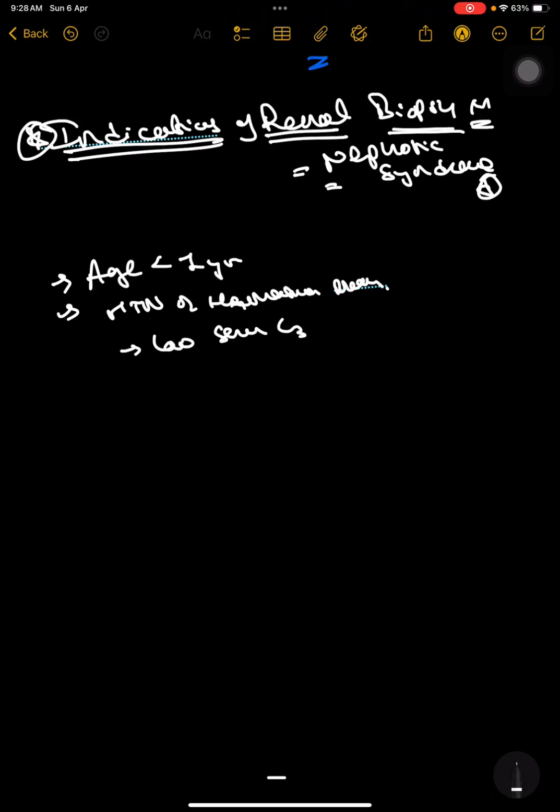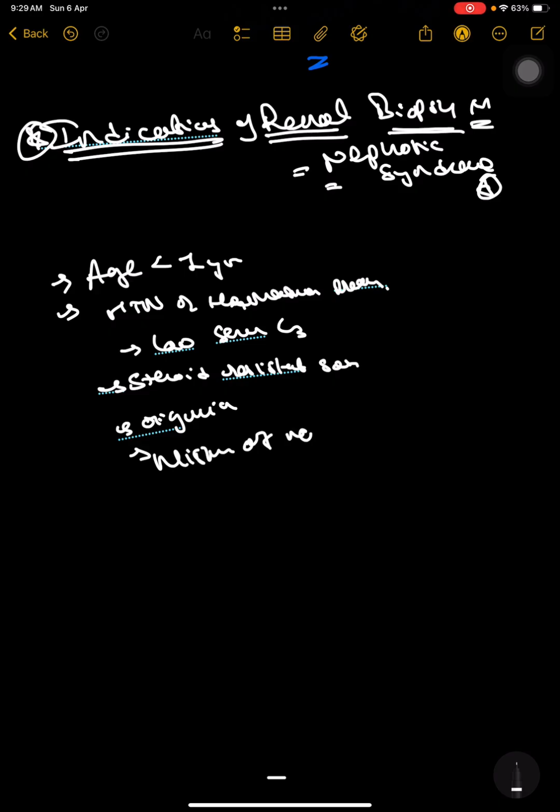If the age is less than 1 year, if there is hypertension or hematuria present, if there is low serum C3, steroid resistant cases, there has been a sign of oliguria, or there's a history of nephrotoxic agent use. Okay.